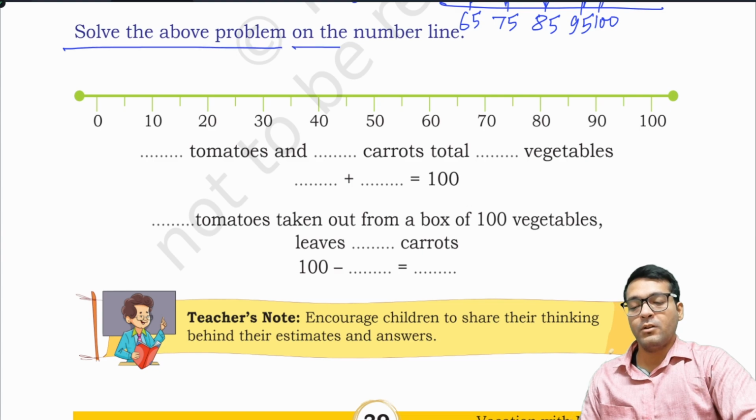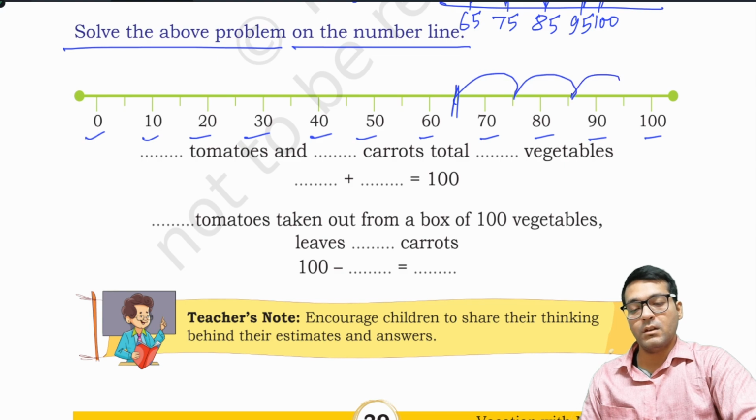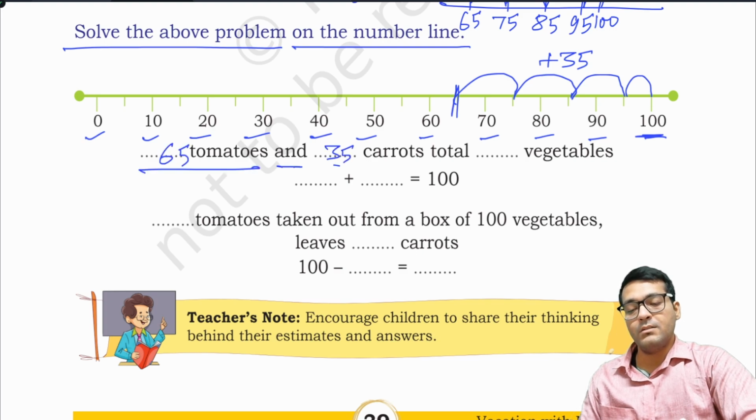Solve the above problem on the number line 0, 10, 20, 30, 40, 50, 60, 70, 80, 90, 100. So 65 is here, 10, 20, 30 and 5. You can do like that. That means 35 added to 65 will give you 100. That means 65 tomatoes and 35 carrots, total 100 vegetables. 65 plus 35 is equal to 100.